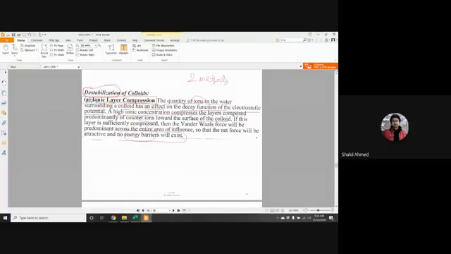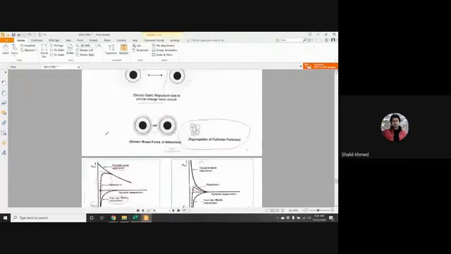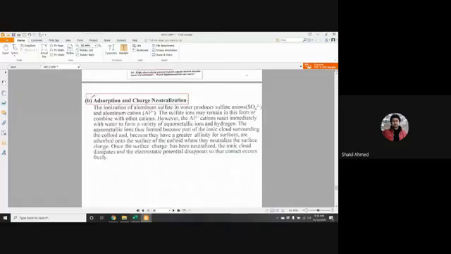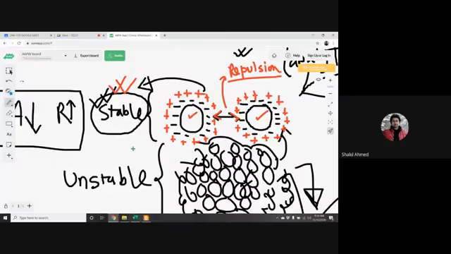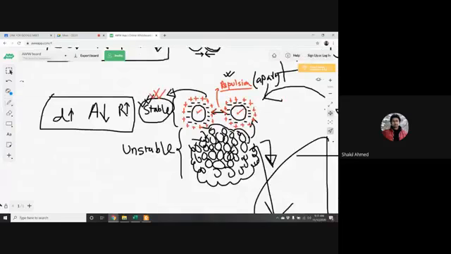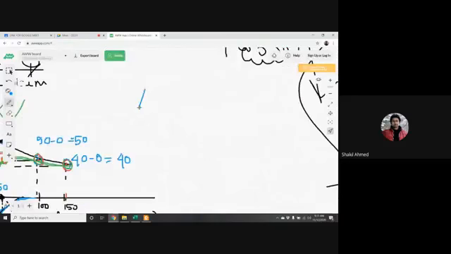So that is one process. Another process is adsorption. Look, adsorption, not absorption. Adsorption of charge and neutralization. Two things. There is one adsorption and one absorption.